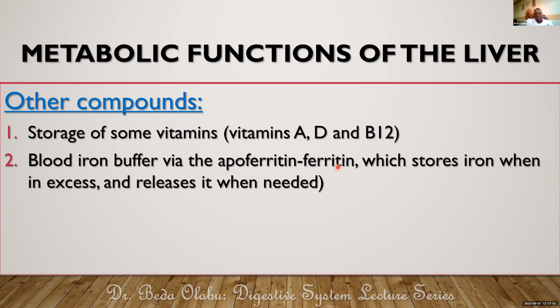And this apoferritin-ferritin system is an important one because basically when you have a lot of iron, it binds with apoferritin in the liver to form ferritin. And when you need iron, the ferritin releases the iron, then you remain with apoferritin. So apoferritin is what is in the liver. Ferritin is the storage form of the iron.